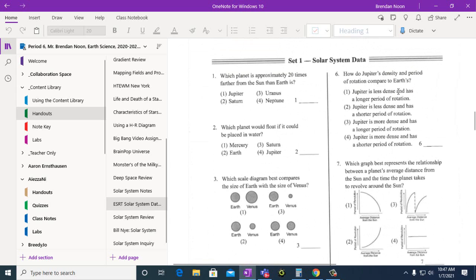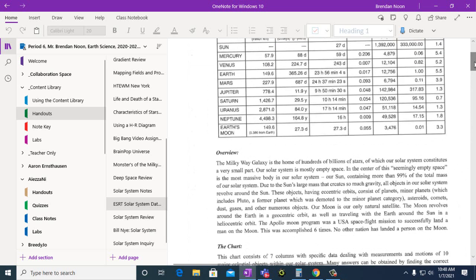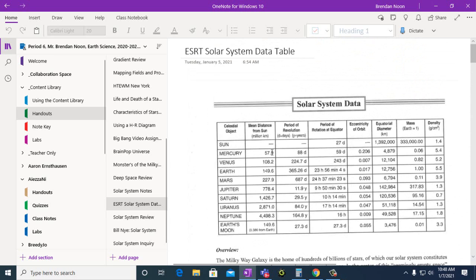So Jupiter is less dense and has a shorter period. So number 6 is 2. Which graph represents the relationship between the planet's average distance from the sun and the time the planet takes to revolve around the sun? So this is on here. We have distance. So Mercury is closest, and then we have period of revolution around.